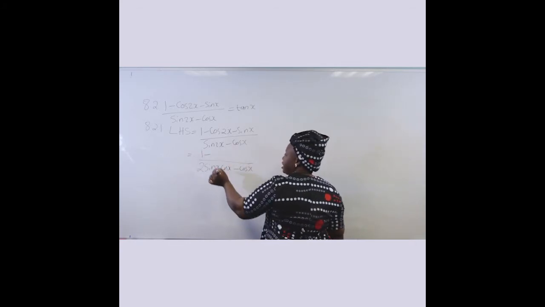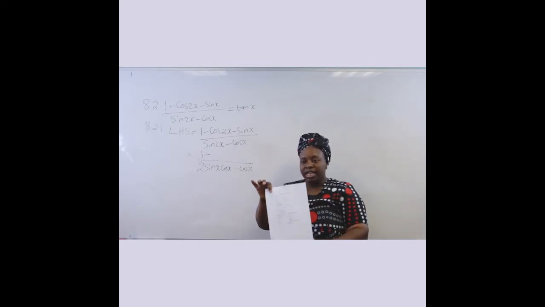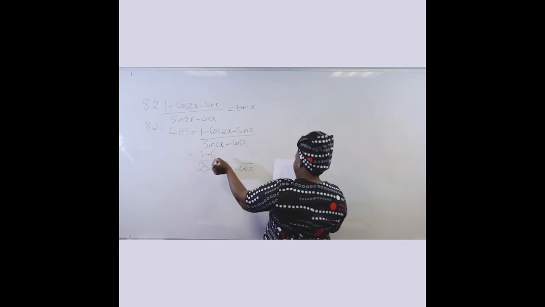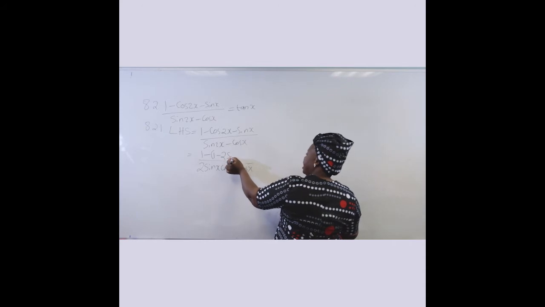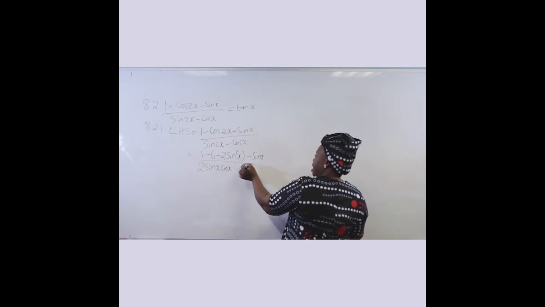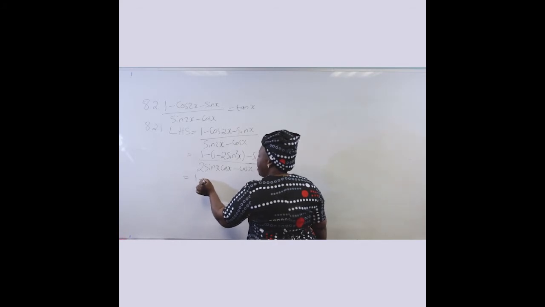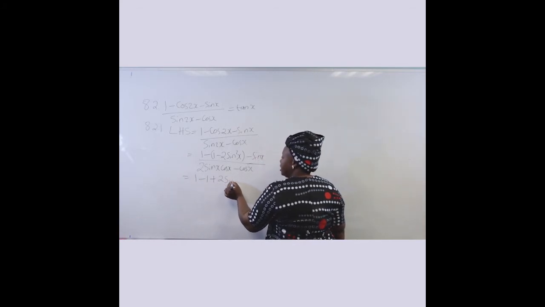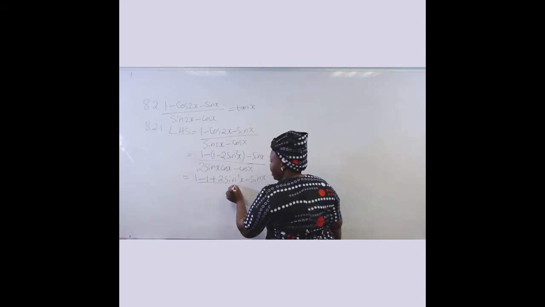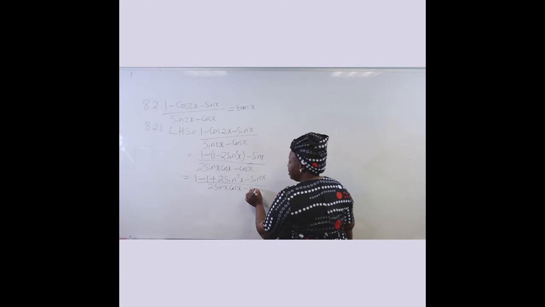So we have 1 minus. How do we change cos 2x to be in terms of sine? You go to your information sheet. This is your key. In the information sheet, cos 2x in terms of sine will be 1 minus 2 sine squared x, minus sine x. And then you simplify. Remove the bracket. It means we will have 1 minus 1 plus 2 sine squared x minus sine x. All this will be divided by 2 sine x cos x minus cos x.